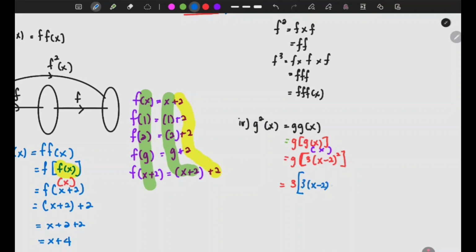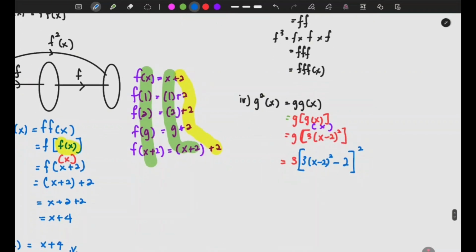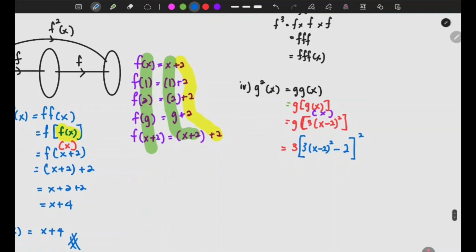You actually can stop here because it's too difficult if you want to expand more. So you can stop here. It's not wrong. Okay. I think this is the simplest version. We will prefer to stop at the simplest version. So I can say my g squared x is 3 times (3x minus 2) squared, minus 2, squared. Ta-da! Done. So this is how you do f squared and g squared. It's the same method like just now. And yeah, so hope this one is clear.